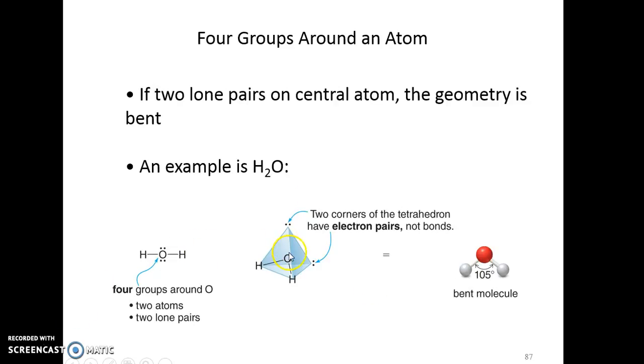Here's water. Oxygen in the water has 1, 2, 3, 4 groups. The electrons also go into this tetrahedral shape, but because we're only looking at the atoms, all we see is this bent molecule, because the non-bonding pairs are at the corners of that tetrahedron. If you're not seeing this, just wait until we get to class, and in class I will have models for you to look at.